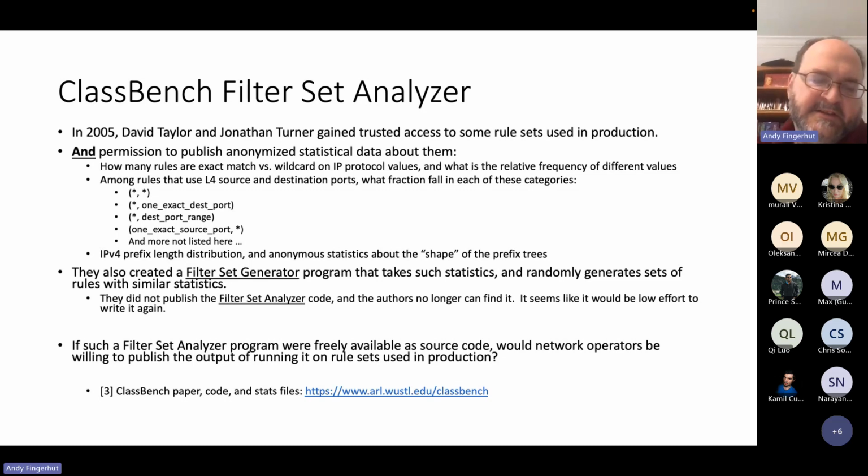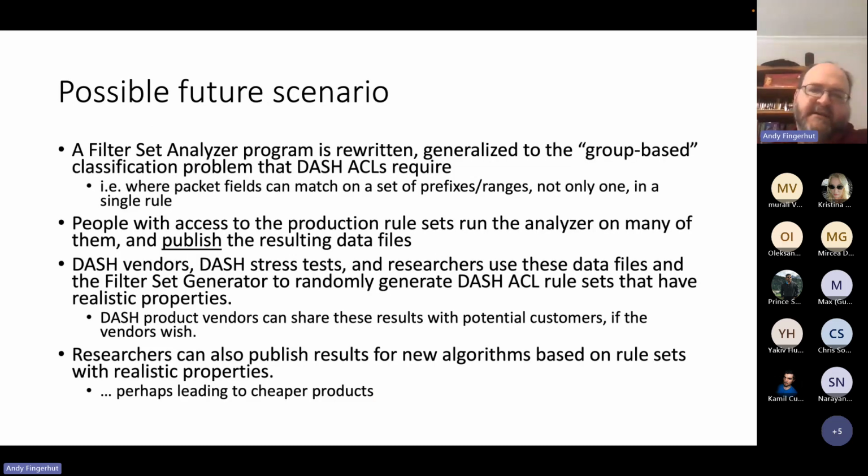The filter set analyzer code, or something similar to it, would need to be updated, for example, for DASH, for supporting tags, things like that that are not in the original kinds of configurations that were analyzed by it. But that would be, I think, a useful and straightforward thing to generalize. So one possible future scenario is if I or some other group of people publish a filter set analyzer program, a rewritten version of it, generalized to the group-based classification problem that DASH ACLs require.